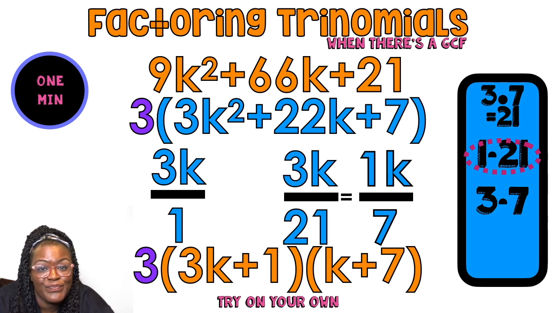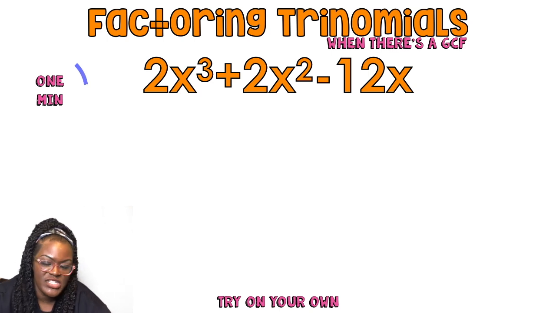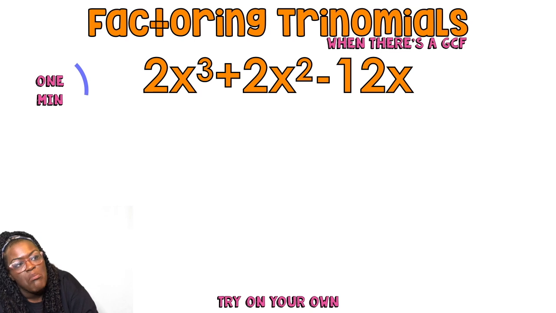Phew! You ready to try another one by yourself? You're like, no, but you're gonna. 1 minute on the clock. Remember, you can have a GCF that's a number, you can have a GCF that's a variable, or you can have a GCF that is both, baby.